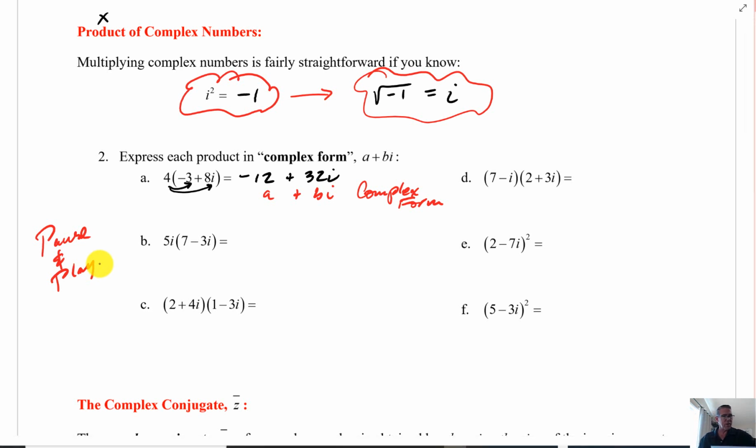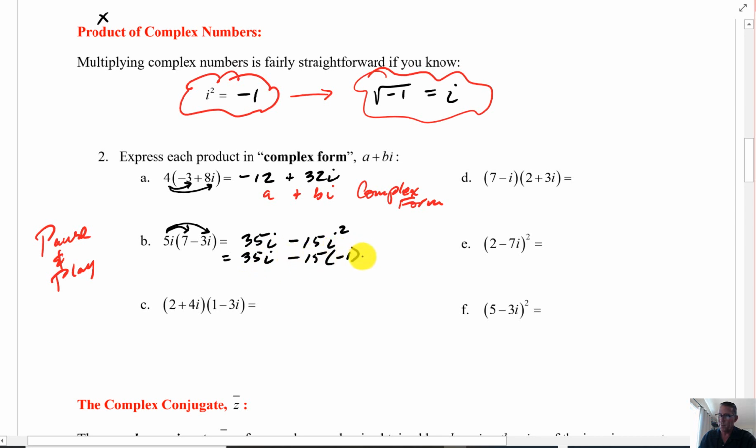Okay, so let's check your work on this one here. All right, so 5i times 7 is 35i. 5i times -3i is -15i squared. So what do we have? We have 35i minus 15 times -1. That's the same thing as 35i plus 15.